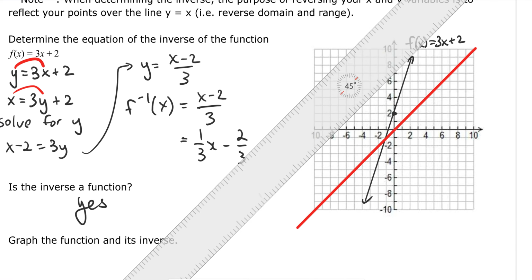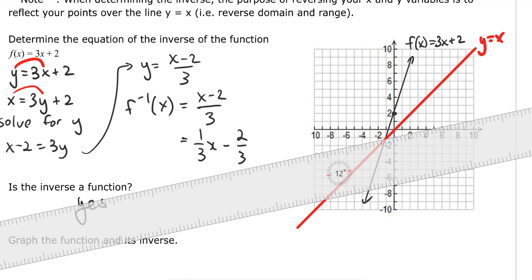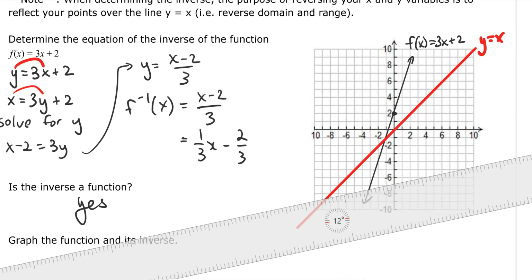Okay, so there's my line, y equals x. And now in green, I'll draw the reflected line. So rise over run is 1 up, 3 over. Okay, so it is still an increasing function. The slope is just different, and I have a y-intercept of negative 2 over 3. So it's pretty hard to look for negative 2 over 3.